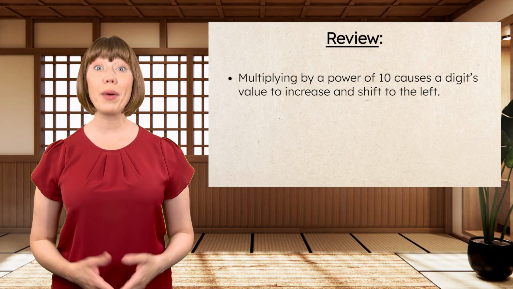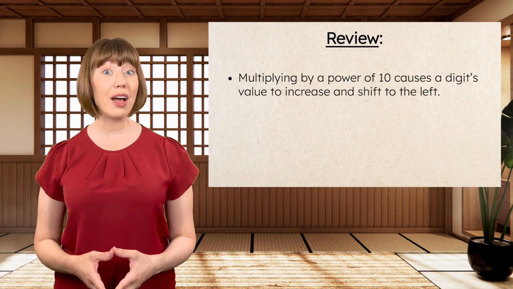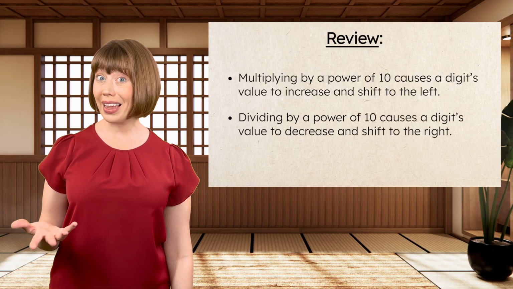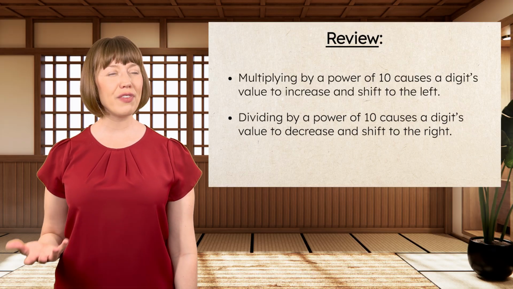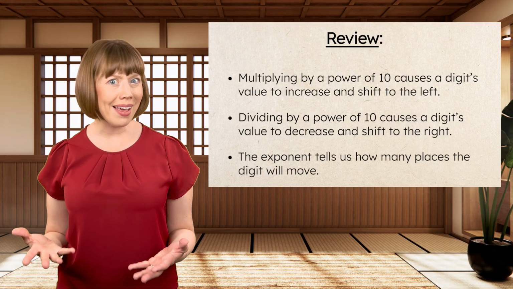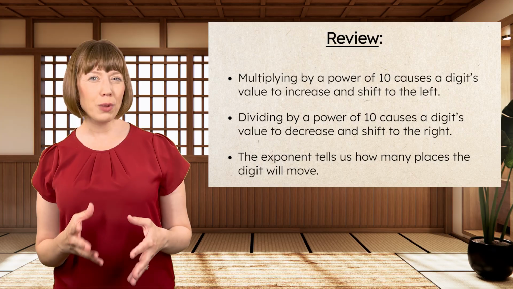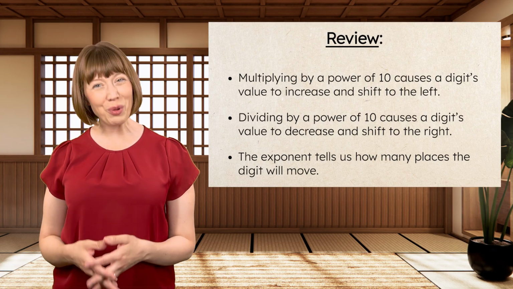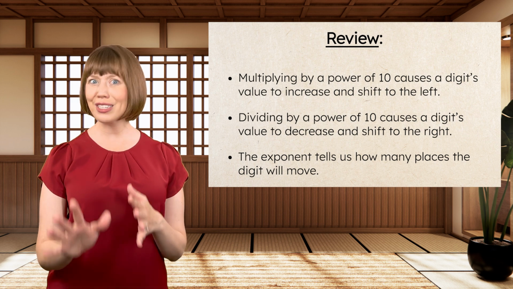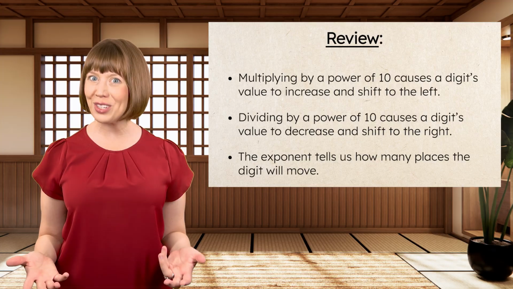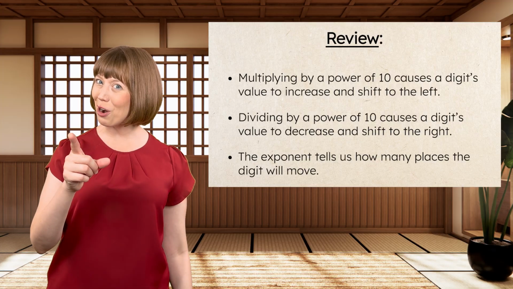So, what have we learned today? When you multiply by a power of 10, the digit's value increases and shifts to the left. When you divide by a power of 10, the digit's value decreases and shifts to the right. And Mia helped us figure out that the exponent on the power of 10 tells us how many places the digit will move. Remember, powers of 10 help us move through place values using a single operation. Truly powerful.